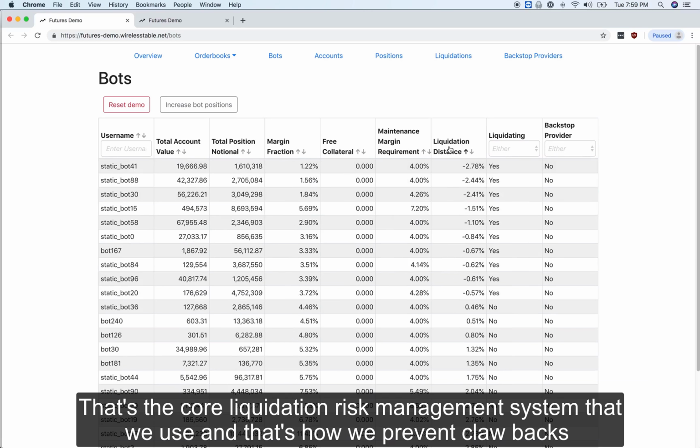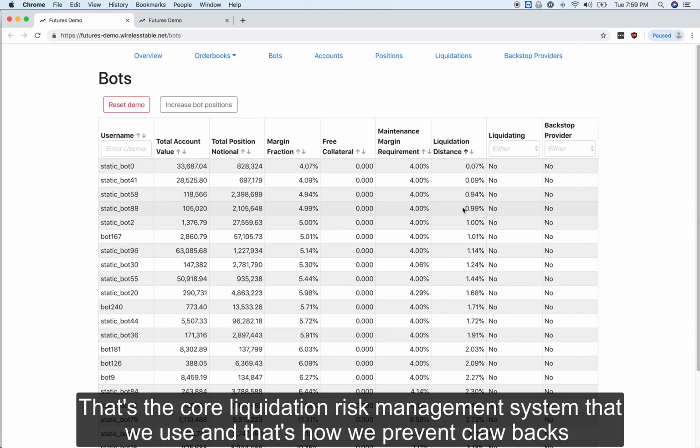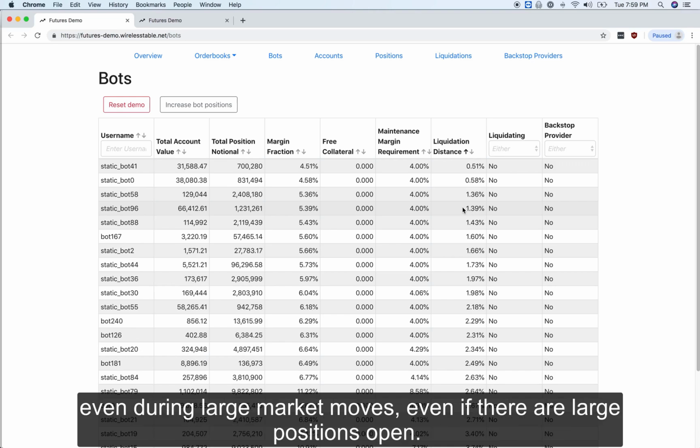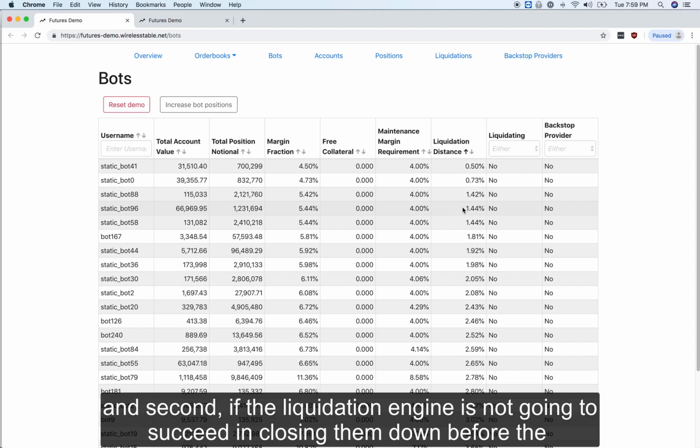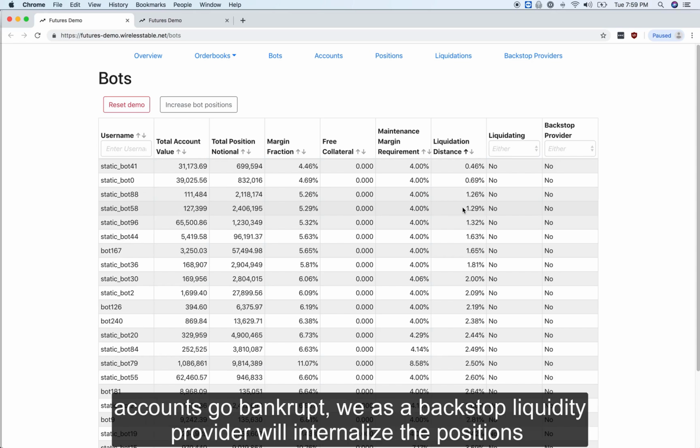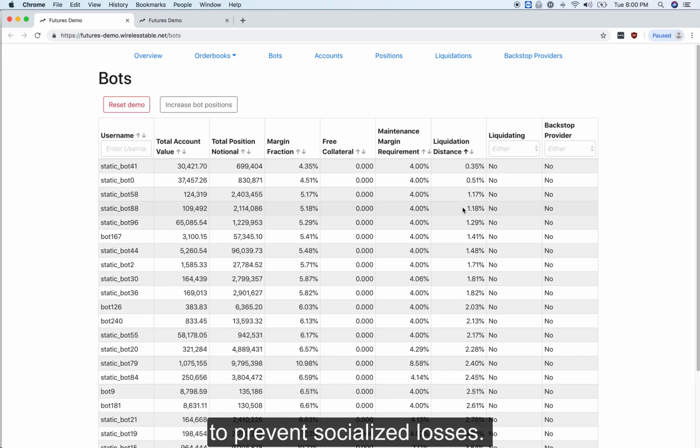That's the core liquidation risk management system that we use. And that's how we prevent clawbacks even during large market moves, even if there are large positions open. First, we work out of the positions in the market in a calm, collected manner. And second, if the liquidation engine is not going to succeed in closing them down before the accounts go bankrupt, we as a backstop liquidity provider will internalize the positions to prevent socialized losses.